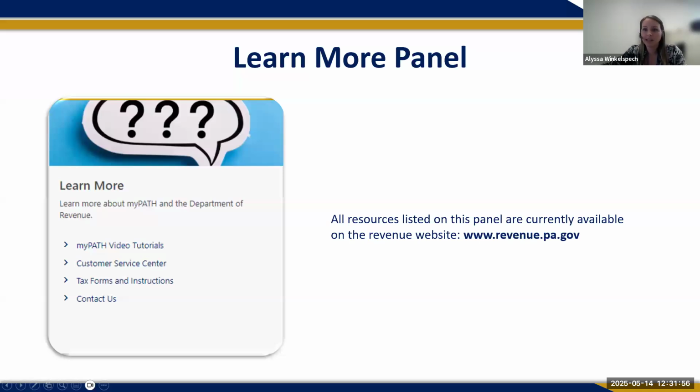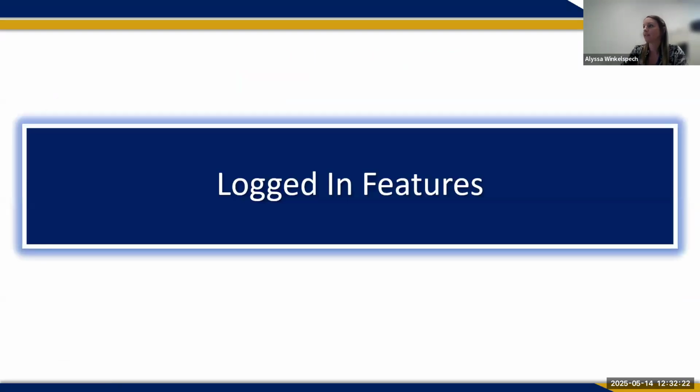The third link there is tax forms and instructions. That is going to take you directly to the forms and instructions on our website. And then the final link there, contact us, is going to also take you back to our revenue website to the contact information that includes phone numbers, district office information, mailing addresses, and more. All right, so that is all of our non-logged in features.